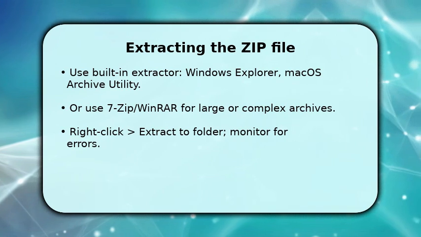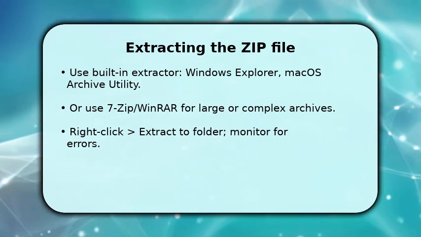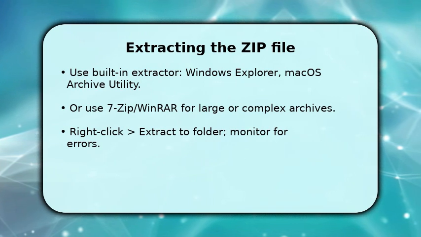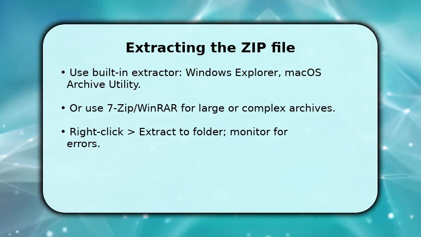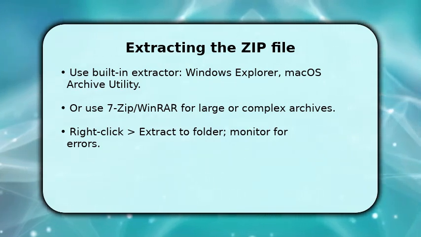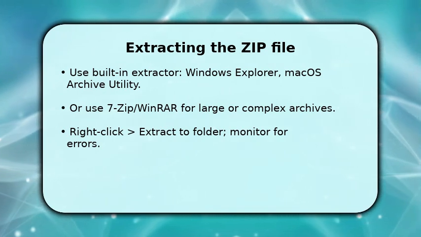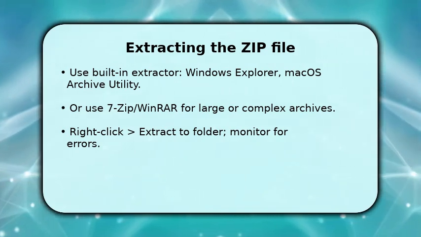Once extraction starts, watch progress and note any error messages about corrupted entries or long paths. If prompted, extract to a short local path like C:/temp to avoid path length problems for nested folders.